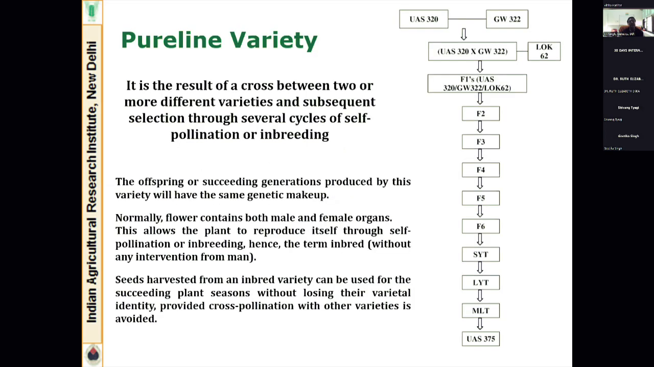In a pure line variety, it is the result of a cross between two or more different varieties and subsequent selection cycles through several cycles, which we call F1, F2, F3, F4, F5 filial generations. And in the last, we make station trial, PYT, and multi-location trials, and then go for the coordinated system of evaluation and release of the varieties.